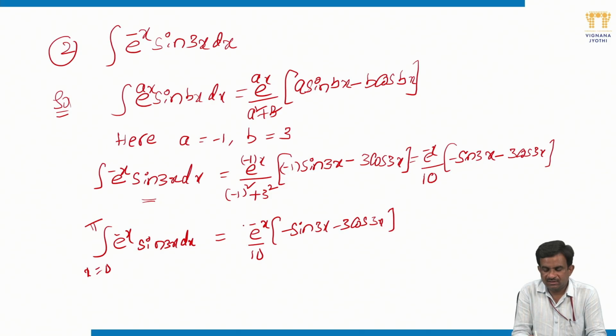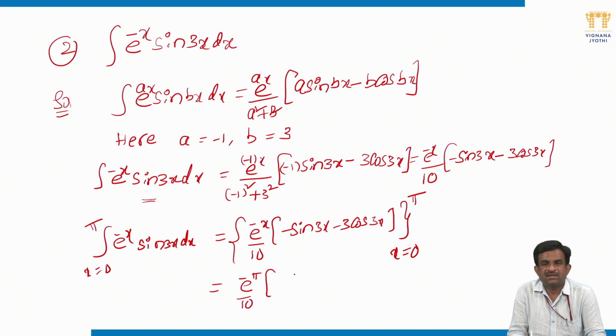Then for the definite integral, we have to substitute the upper and lower limits. Just as in the previous problem, x equal to 0 to pi. At the upper limit x equal to pi, we get e power minus pi divided by 10; we have seen that sin of pi is always 0. Minus 3 into cos 3 pi, that is minus 1 cube, using the formula of cos n pi, which is minus 1 to the power of n.